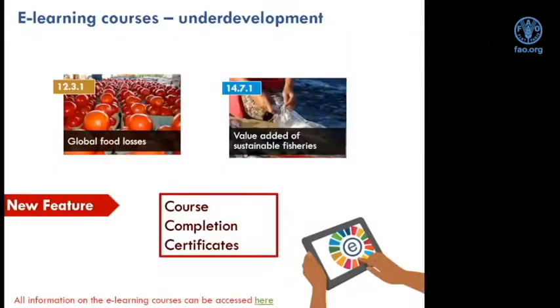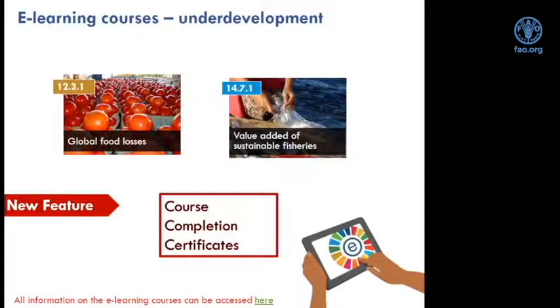There are a few indicators for which we are still in the process of developing e-learning courses, and these will be available soon. One of the key features of these e-learning courses is that once you take these courses, you will be awarded a course completion certificate. So all the information on the e-learning courses, as you can see at the bottom, we will share with you, along with all these presentations, after the training workshop. So you can click there and access these online courses on the SDGs.